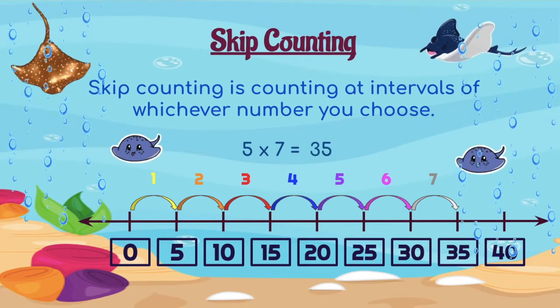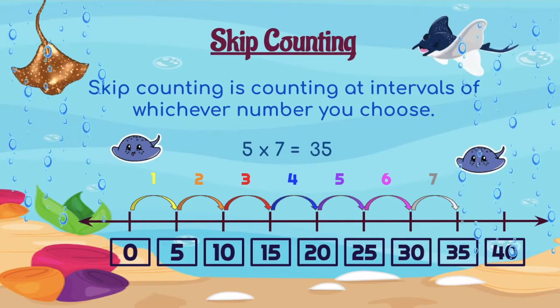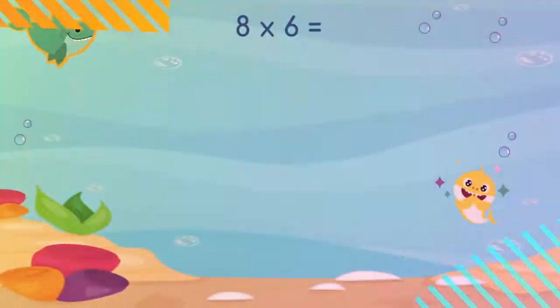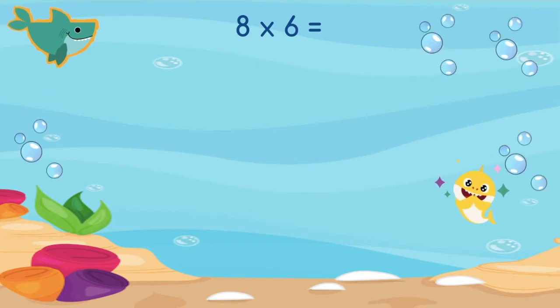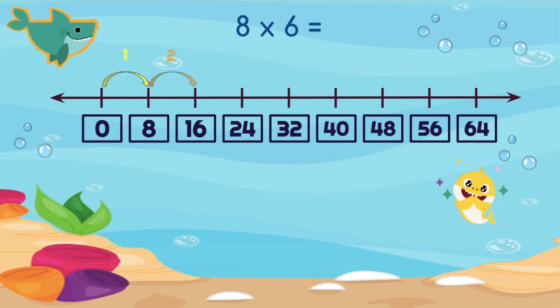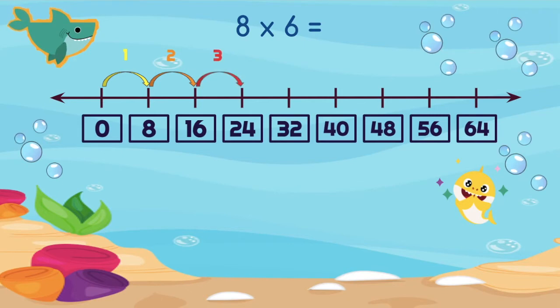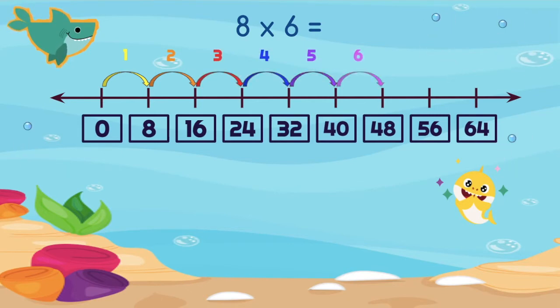That's fun! Can we have more examples? Okay, let's try another 2 more examples. For our second example, it's 8 times 6. From 0, let's start skip counting by 8s. 8, 16, 24, 32, 40, 48. 8 times 6 is equal to 48. Good job!